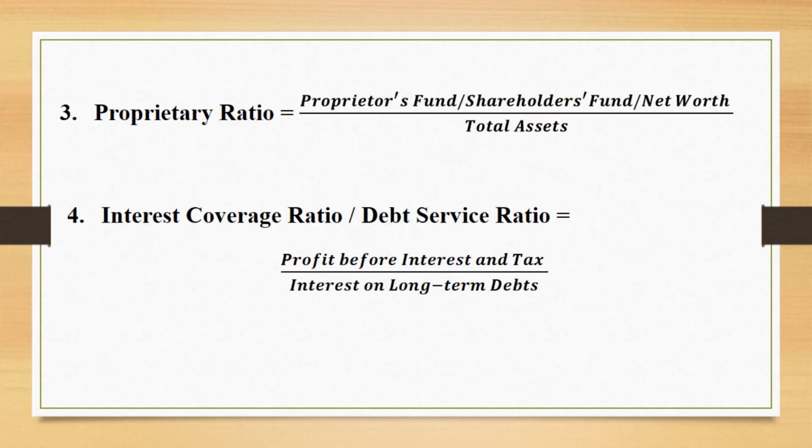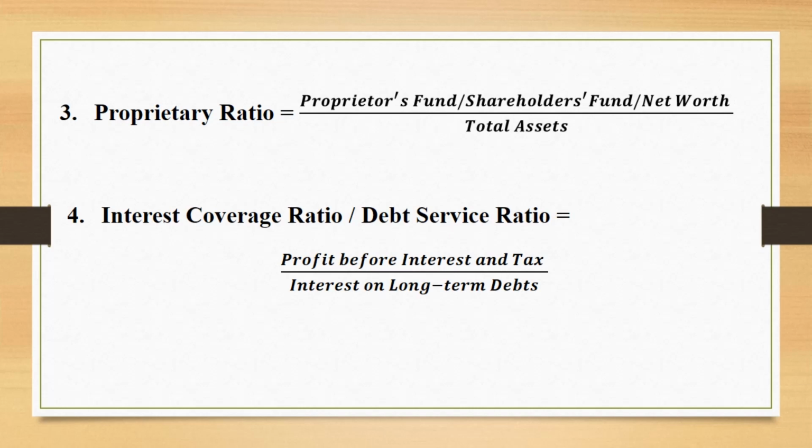The third formula is on the screen now. Proprietary ratio. Proprietary ratio is proprietors fund or shareholders funds or net worth upon total assets. We already have gone through the formulas for shareholders fund earlier, and total asset is also well known to us now, that is non-current assets plus current assets.